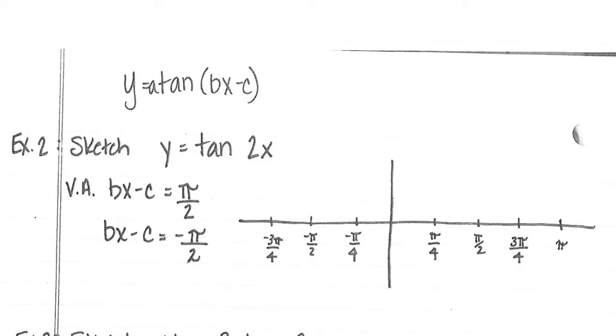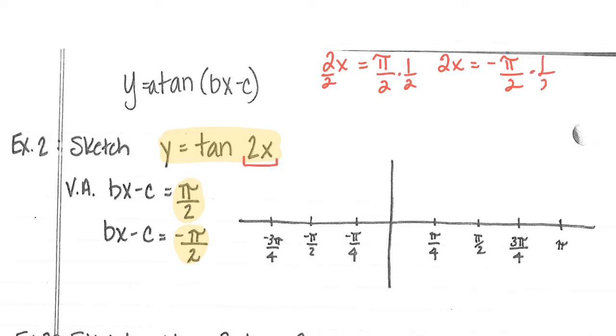Right, so let's see what happens when there are shifts and changes in a tangent function. So if I have y equals tan of 2x, remember typically our vertical asymptotes are at negative pi over 2 and pi over 2. So we're just going to take this 2x and make it equal to pi over 2 and also make it equal to negative pi over 2. When I divide each side by 2, or multiply by a half, remember dividing by 2 is the same thing as multiplying by a half, I get x equals pi over 4 and x equals negative pi over 4.